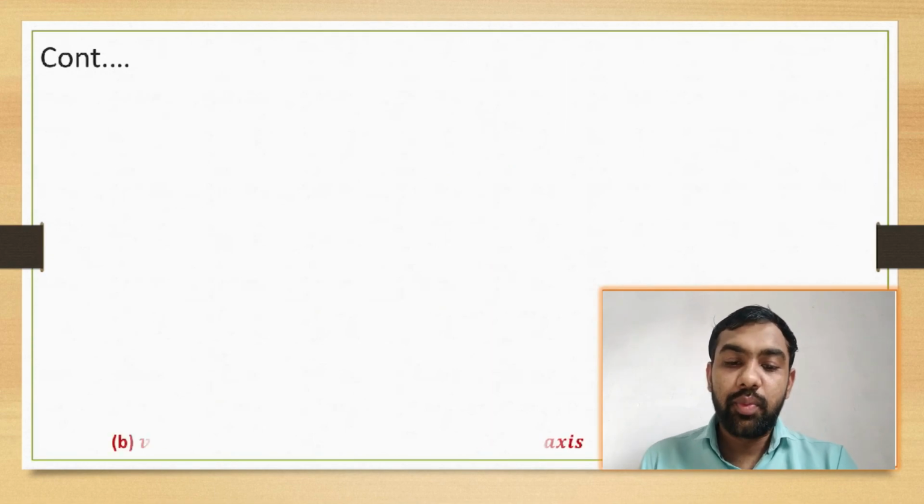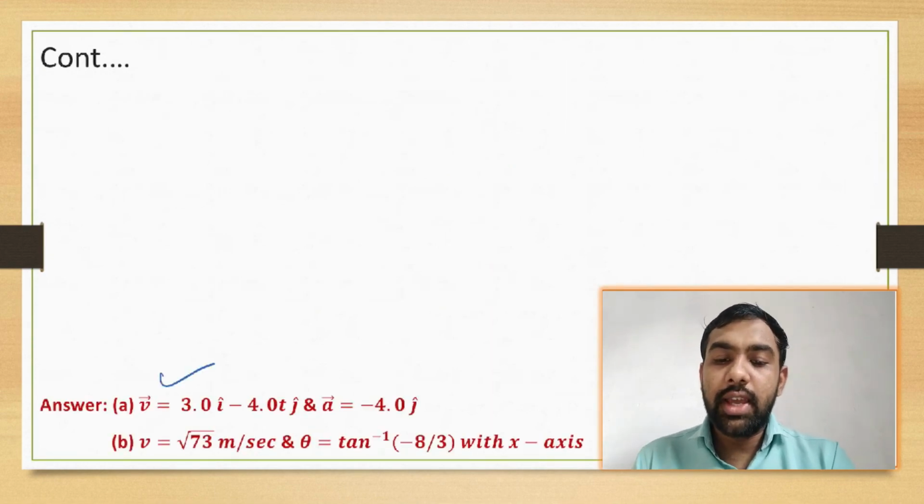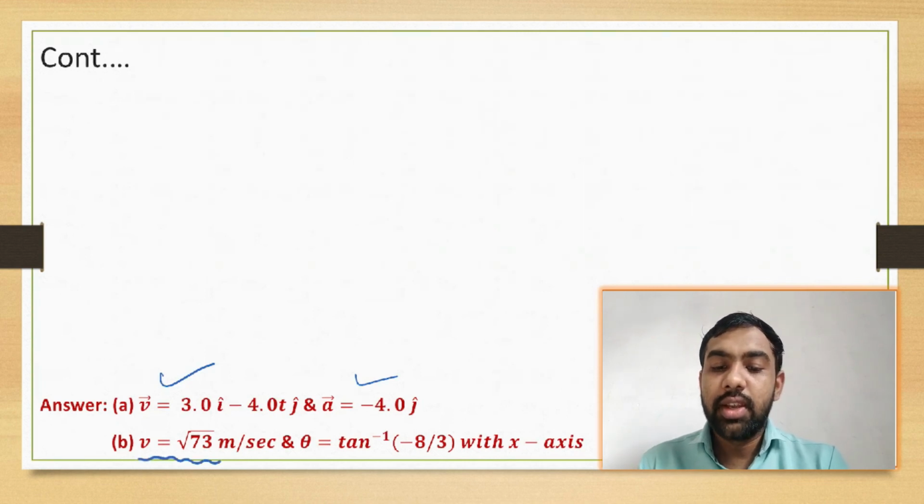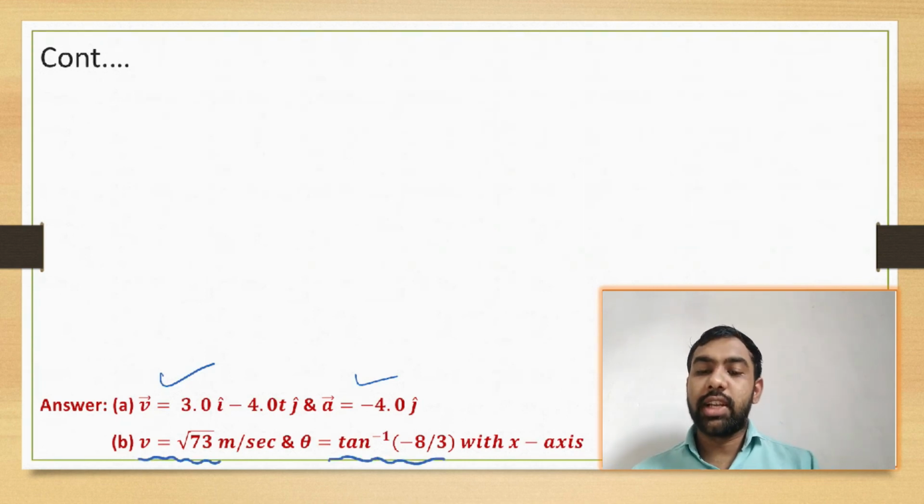Aur iska answer kya aayega? Dekho, answer v ka ye aayega, a ka aayega -4j, aur magnitude of v is √73, and theta is equal to tan inverse -8/3 with x axis. Okay, so this is the answer, that is our answer. Okay, all of you guys note this, then after we will go to this next one.